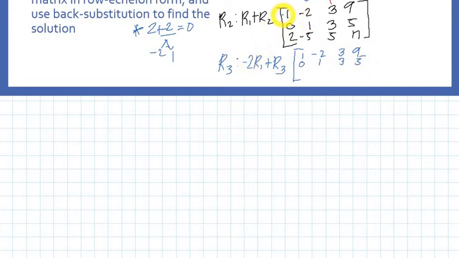So now let's have that one. Negative 2 times 1 is negative 2 plus 2, 0. Negative 2 times negative 2 is positive 4 plus negative 5 is negative 1. Negative 2 times 3 is negative 6 plus 5 is negative 1. Negative 2 times 9 is negative 18 plus 17 is negative 1 as well. So this is our new matrix obtained from the previous matrix. And we would continue this series of operations or iterations until we achieve the row echelon form.